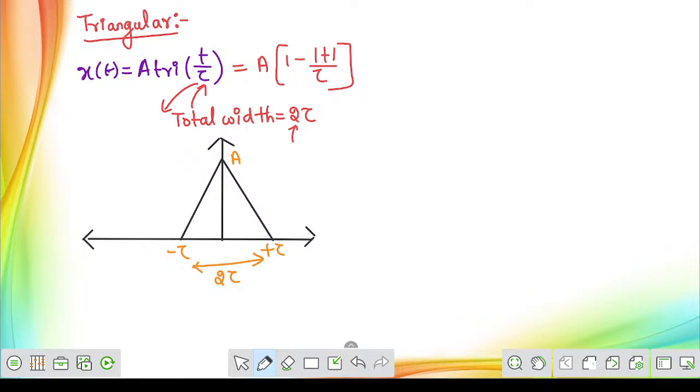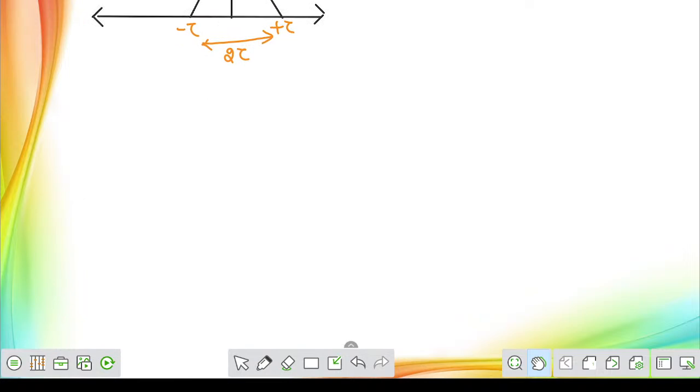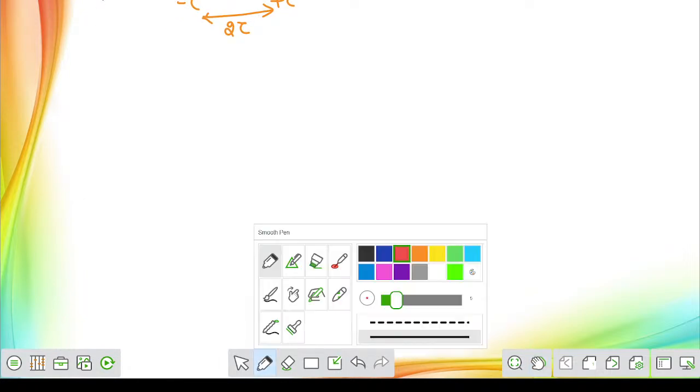All are very important properties. The next most important signal is the sinc function. Of course, questions will be directly framed from there also, because as I told, rectangular functions and the sinc functions have a direct relation.